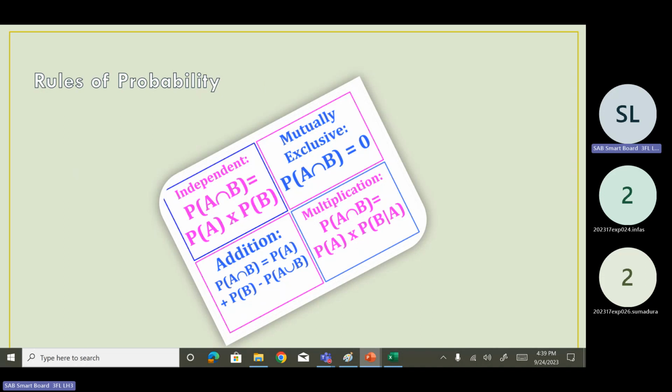So next, we'll move on to rules of probability.